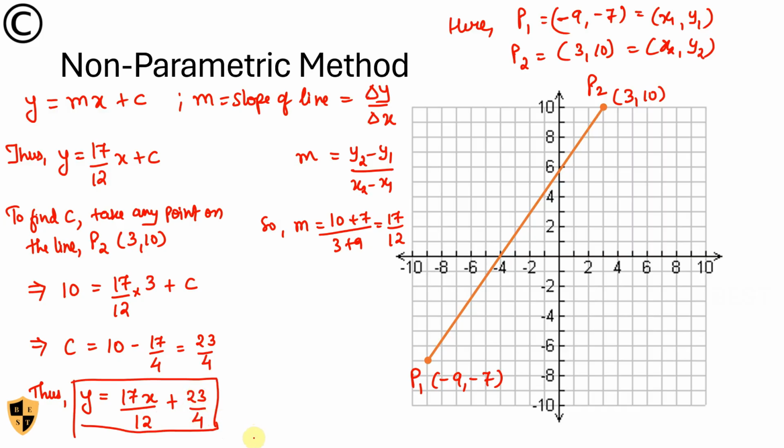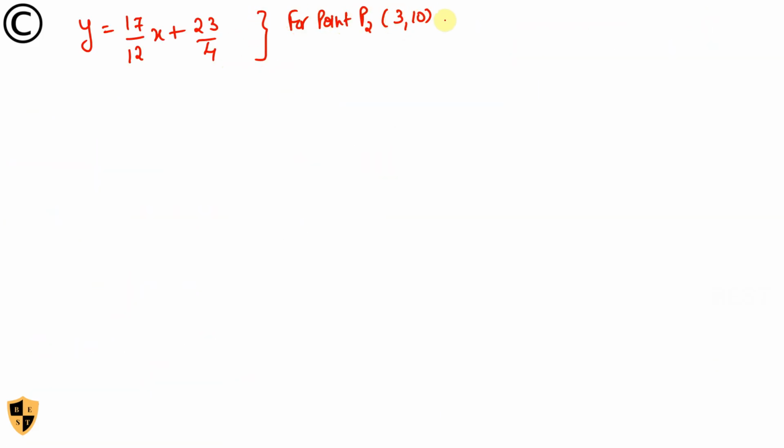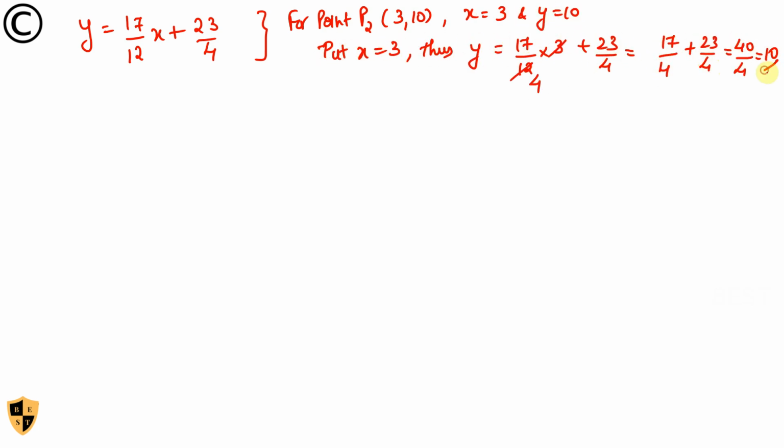We can cross check this equation also by putting in any point, say an x coordinate, and seeing whether we get the y coordinate. So let's do that also. We got the correct value of y, thus this equation is correct. So we got the non-parametric equation of the line.